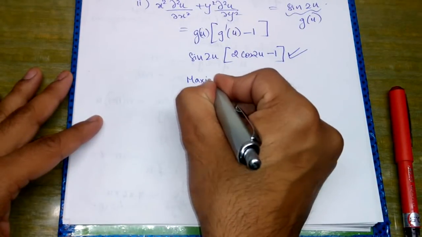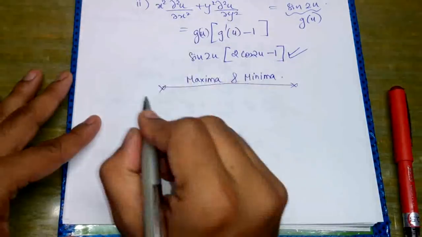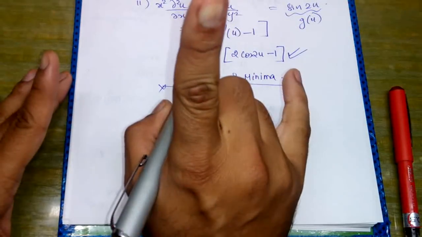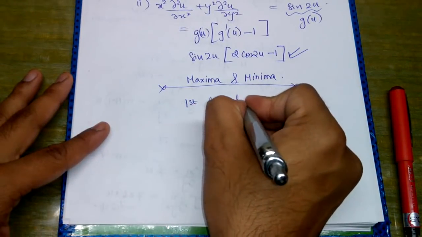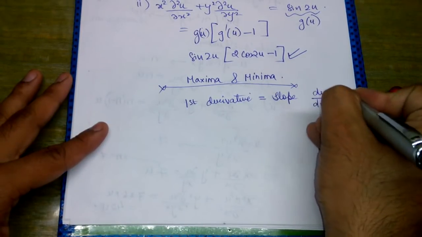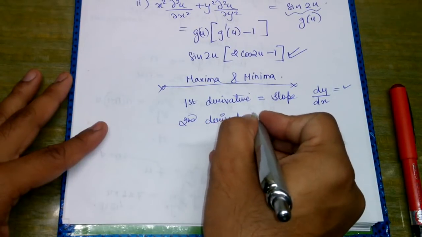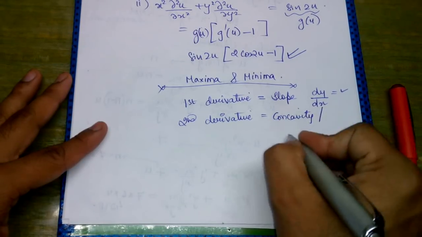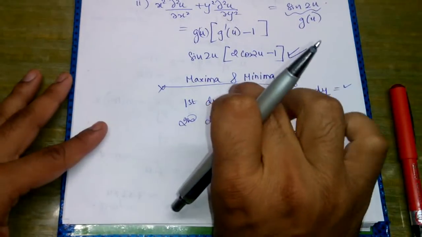Now we shall be starting with the important topic of maxima and minima. In maxima and minima, please remember when we were differentiating the function, or obtaining the first derivative of the function, the first derivative was giving us the slope, that is dy by dx gives the slope, and the second derivative is actually giving us the nature of the curve, that is whether it will be a concavity case or a convexity case. So a curve can be concave or it can be convex also.